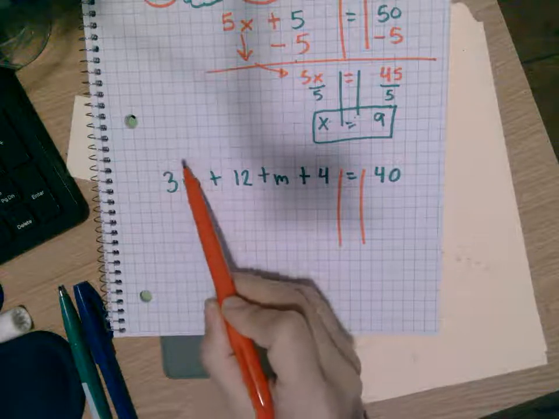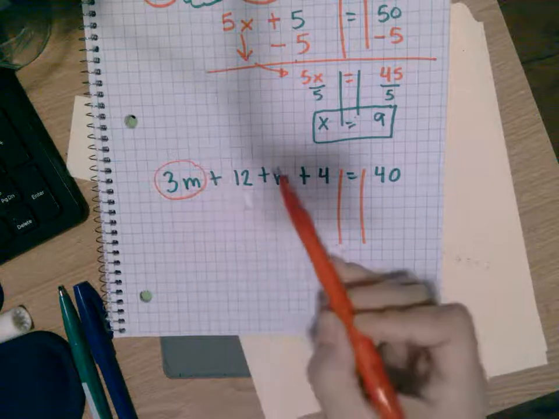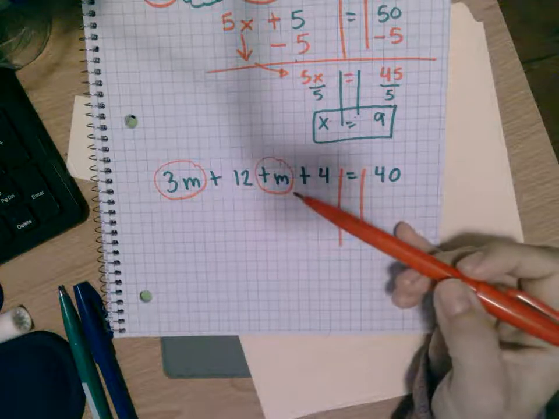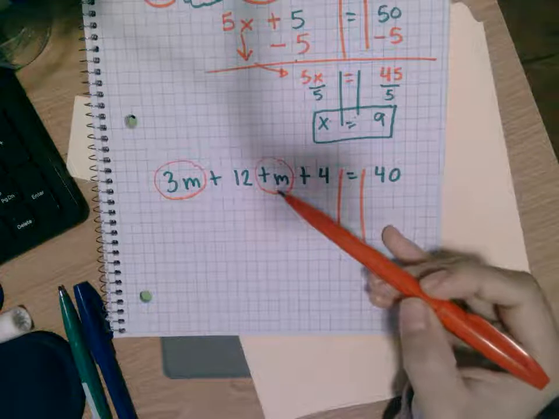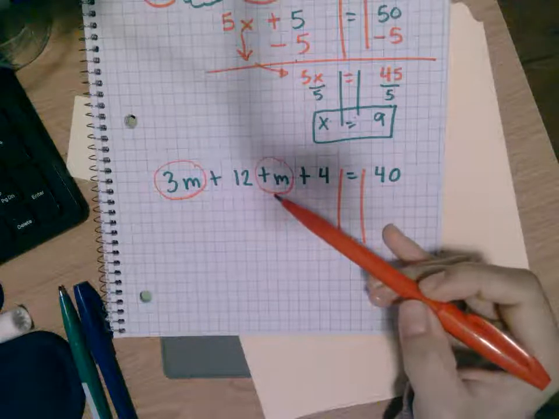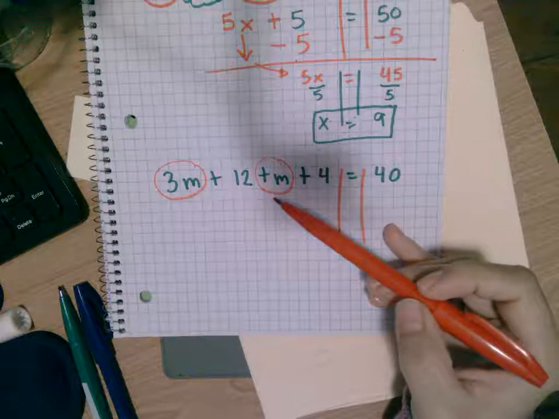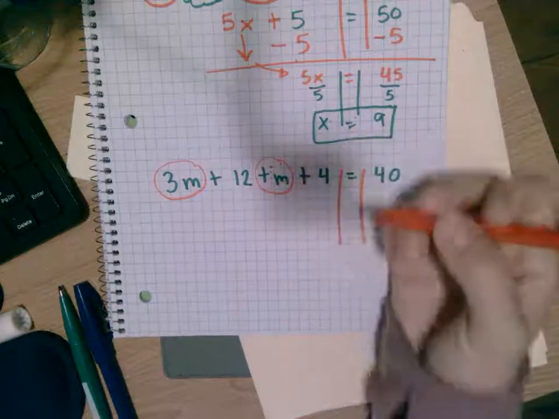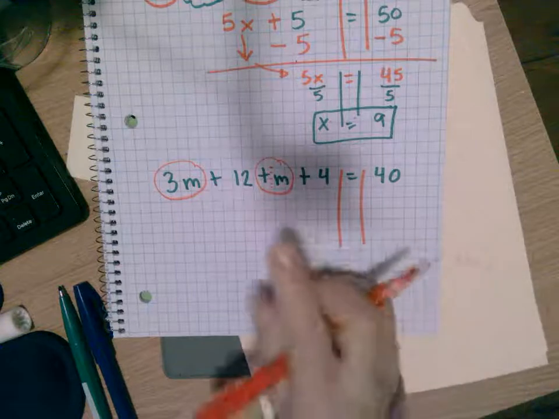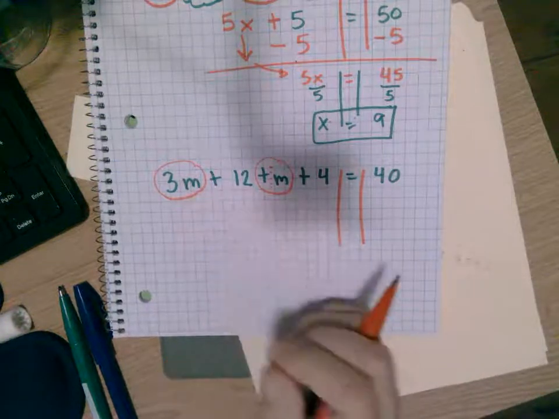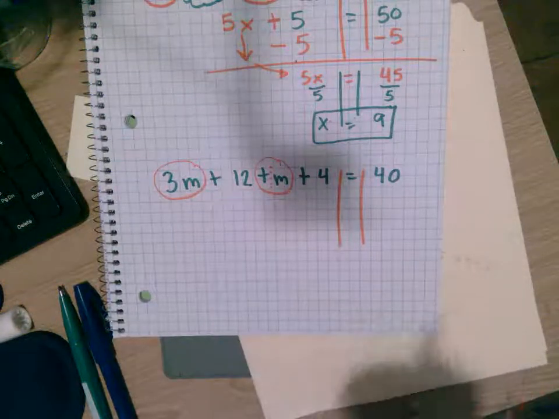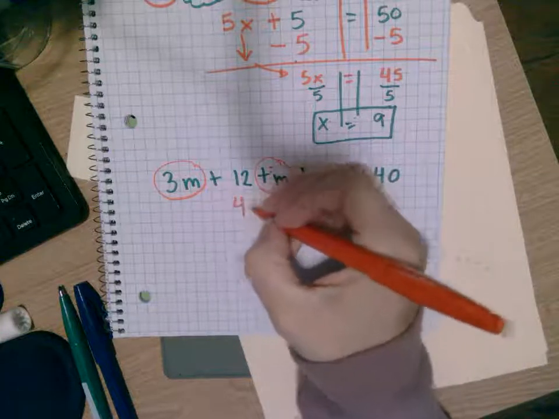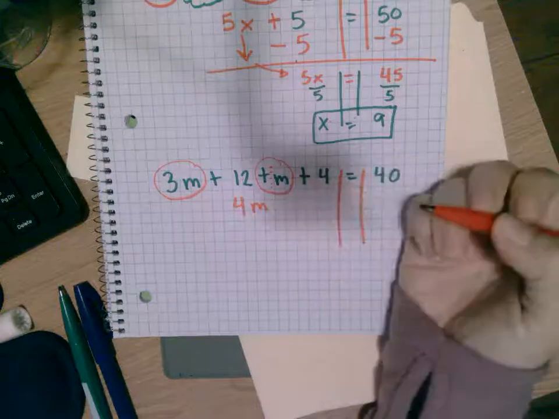So we have 3m plus a single m. Do you guys remember, right before Thanksgiving break, I told you what's the number in front of the m that's invisible, but it's there? A 1, right? So there's an invisible 1 right here. We usually don't write it down. So what's 3m plus m? 4m. Do not write 3m again. It's 4m because you have that additional m.